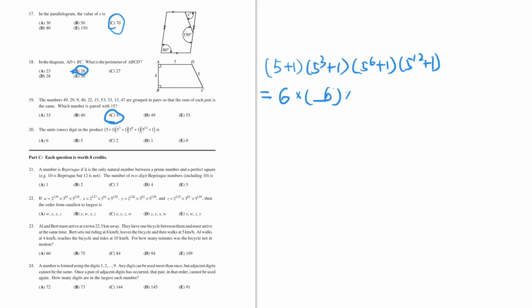And 5 to any power has ones digit 5. 5 plus 1, the number ends with 6 still. The same thing, 5 to the power 12 ends with 5, plus 1, so the number ends with 6. So 6 times 6 times 6 times 6, the ones digit is still 6. Same thing, 6 to any power, the ones digit is 6. So the answer is A.